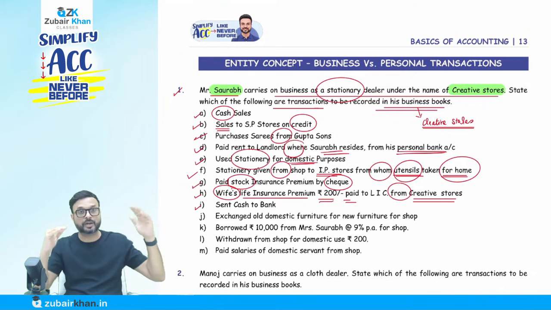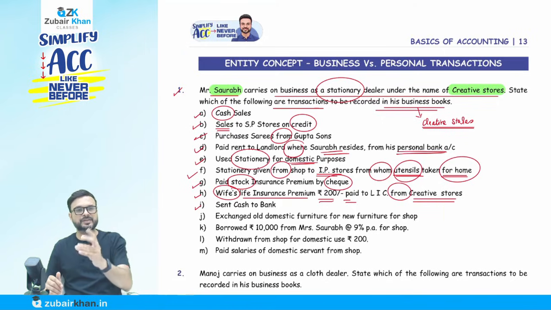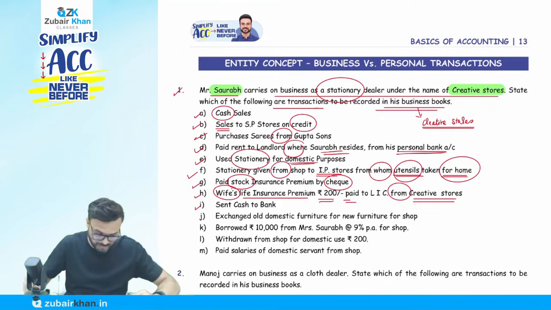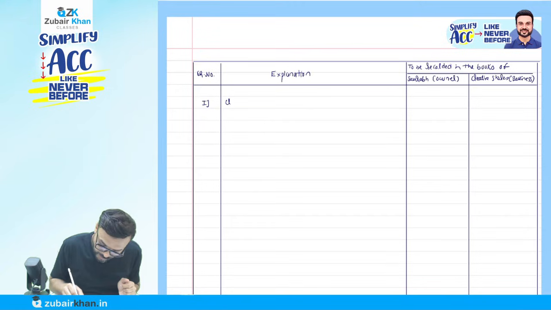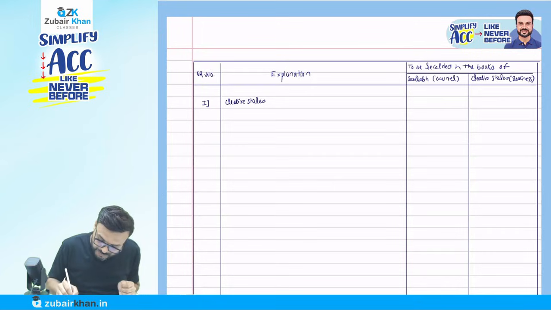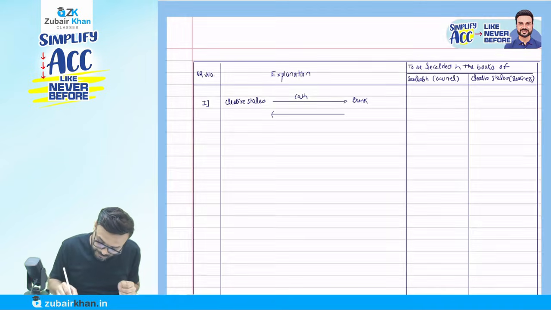So always think normal. Some may argue, no sir, it might be the personal cash of Saurabh. It might be, but what is normal here? If you're doing the business, generally we deposit the cash of the business. Okay, so write down here now: Creative Stores depositing certain cash in bank account. In return, what happened? The bank will increase their bank balance. So write down there: bank will increase the balance in account.